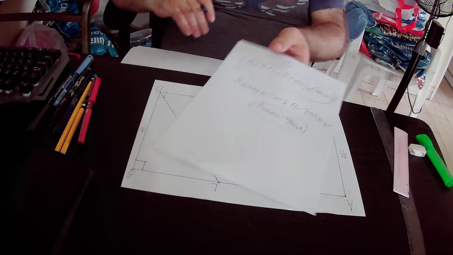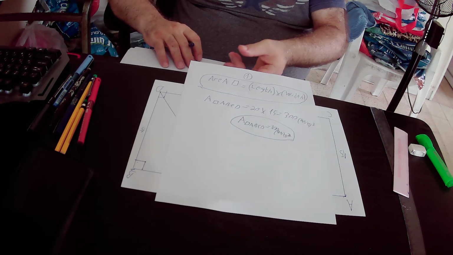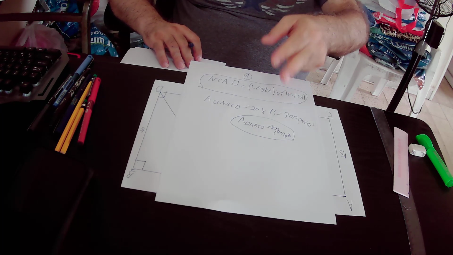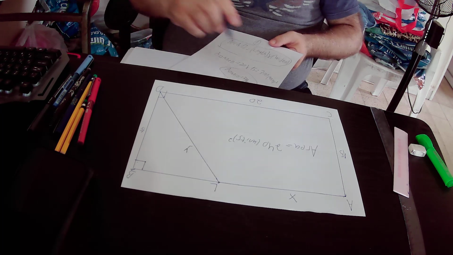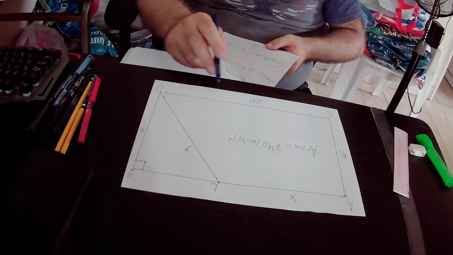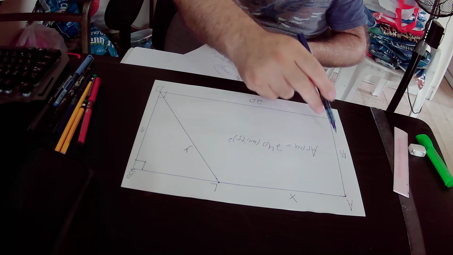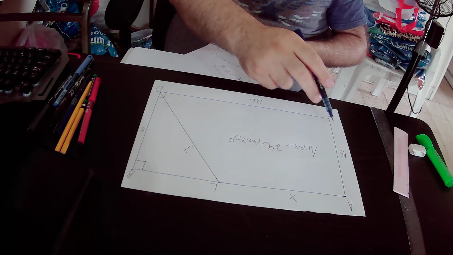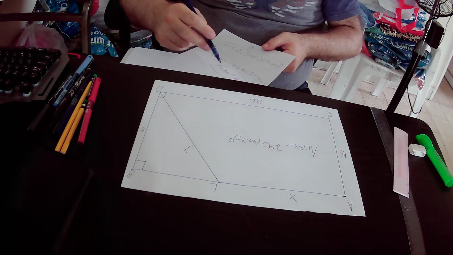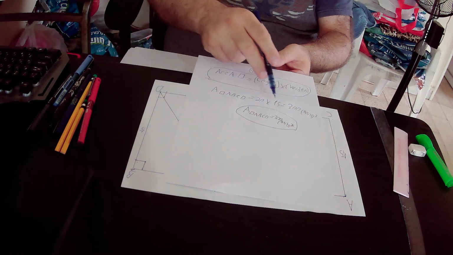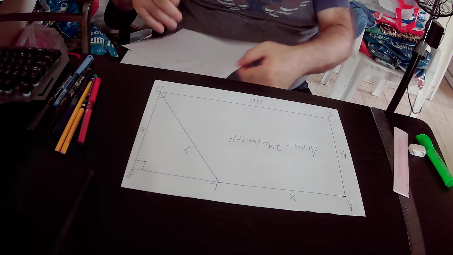Okay, so the area of rectangle ABCD that we created equals 300 units squared because it equals the length of the rectangle, 20 units, times the width of the rectangle, 15 units. So 20 times 15 is 300 units squared. So the area of rectangle ABCD equals 300 units squared.